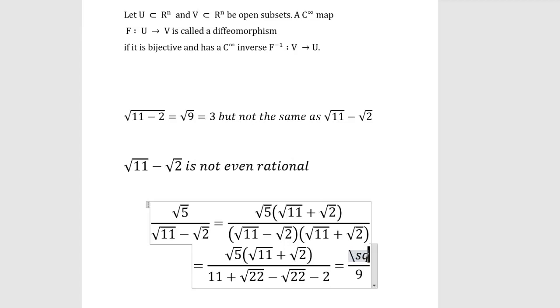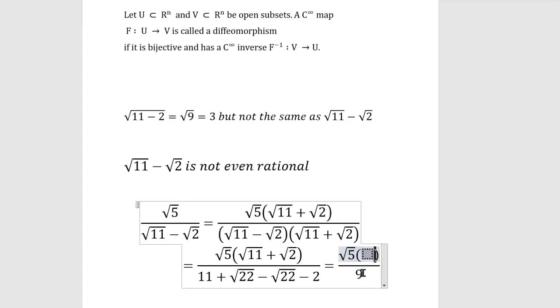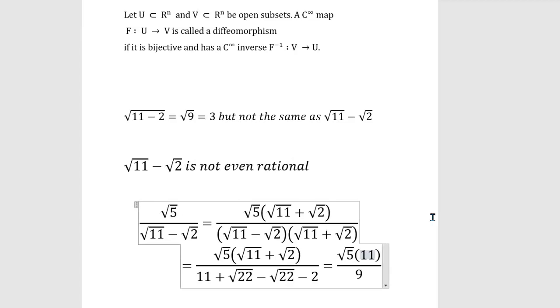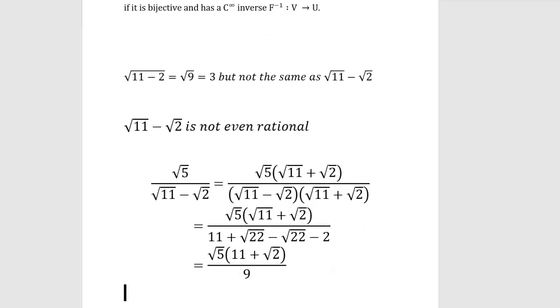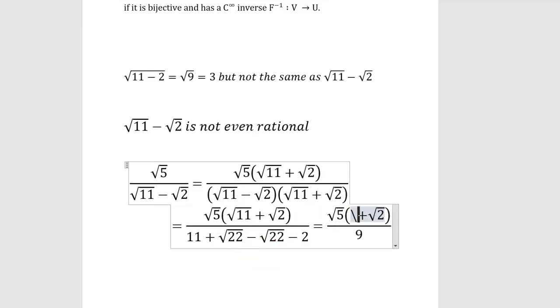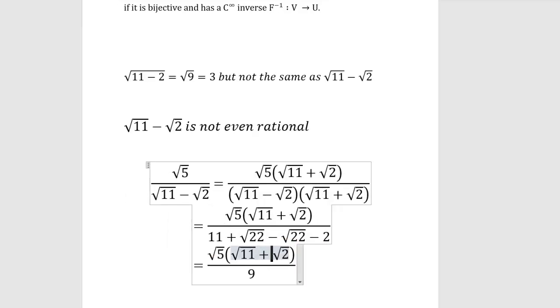And up here, now we get something that's not pretty at all. And I told you not to expect it to be, right? I told you that no promises were to be made, right? That's radical 5 times the quantity radical 11 plus radical 2, divided by pretty 9.